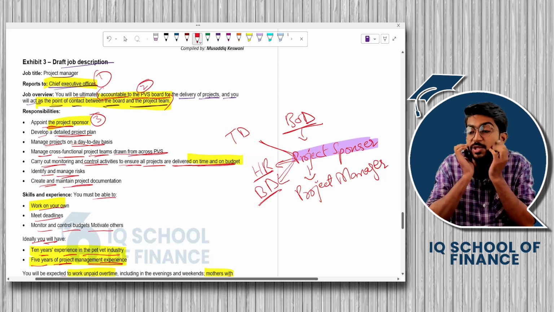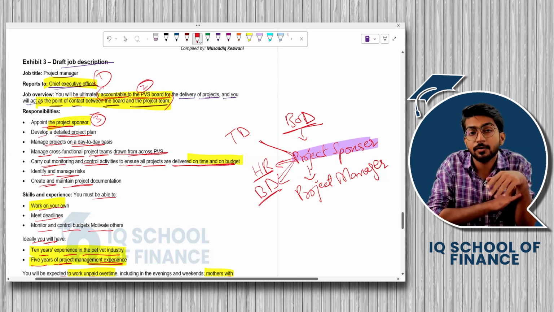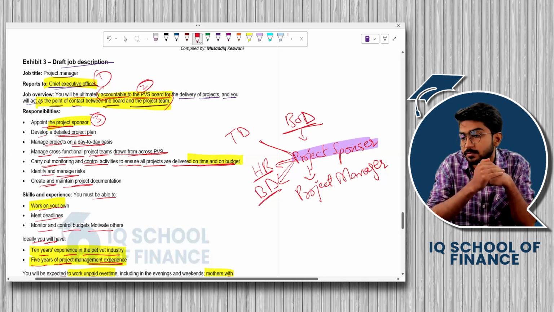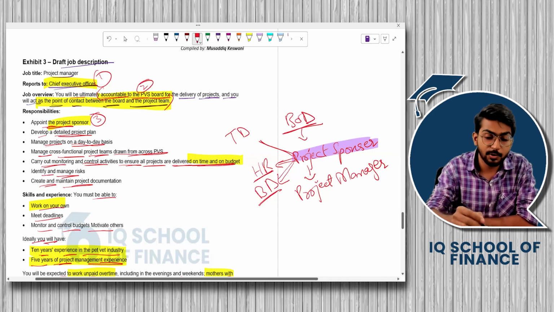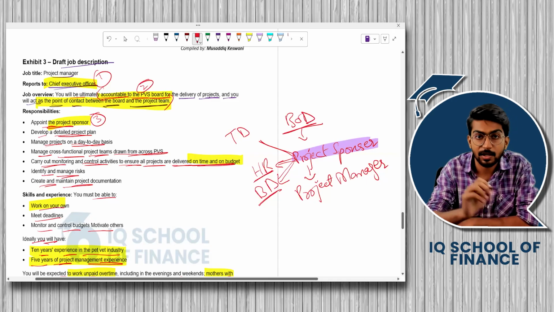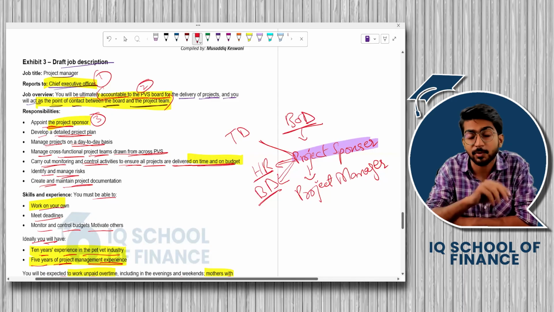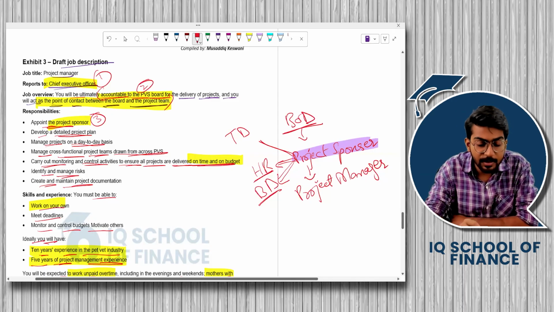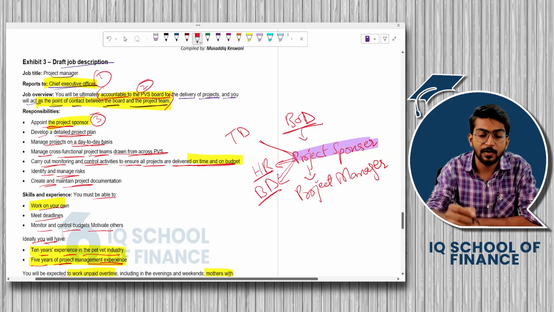Guys, what do you think? Is it possible that the person who is junior to the other person is appointing the senior person? No. Yes, Pooja, the project sponsor should appoint the project manager and not the project manager appointing the project sponsor, right?